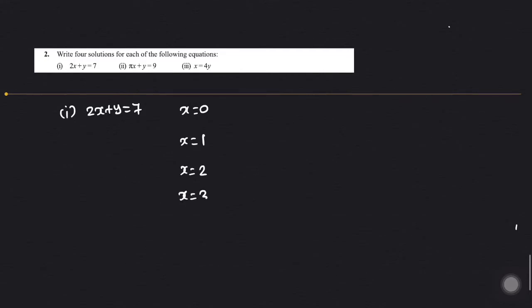In question number 2, write 4 solutions for each of the following equations. Question number 1 is 2x plus y equals 7. The given equation has only one equation and two variables, so this is a general question. You can substitute any value of x or any value of y. You can find your own values. I take x equal to 0, x equal to 1, x equal to 2 and x equal to 3. So these are 4 values. When I substitute x equal to 0, y is equal to 7.